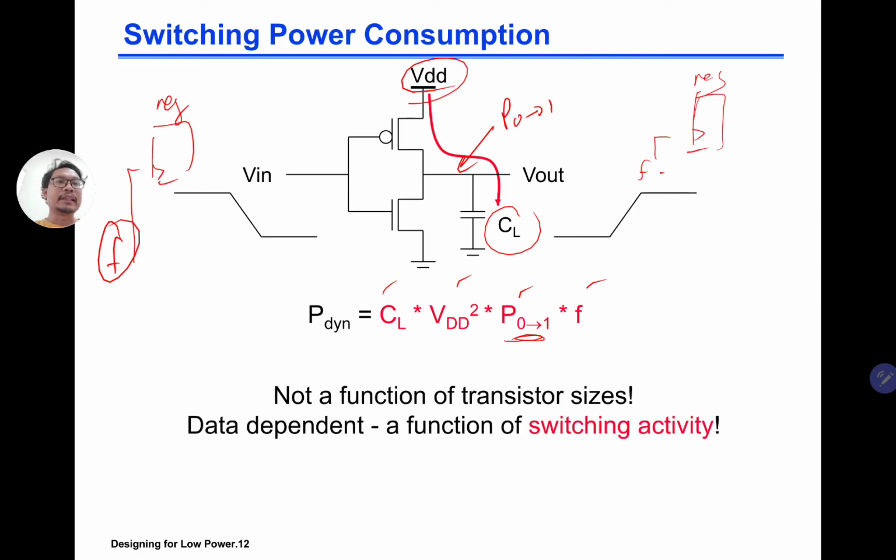It's not a function of transistor size, it's data dependent, a function of switching activity. So it's mainly a function of switching activity. And switching activity is given by these 2 terms there. How frequent is your gate going to switch from 0 to 1, 1 to 0, that's the part where it's going to consume power. So if you can minimize or reduce the frequency of the switching, then we might be able to reduce the dynamic power and reduce the heat as well. Besides the VDD squared and CL, those two are important. VDD is particularly important, it's a squared term there. So if you can reduce your VDD, you will be able to reduce your dynamic power quite significantly.